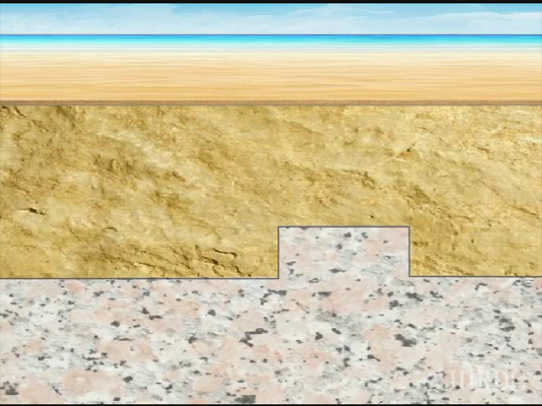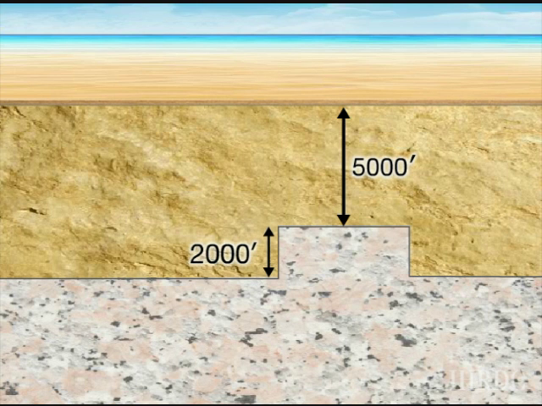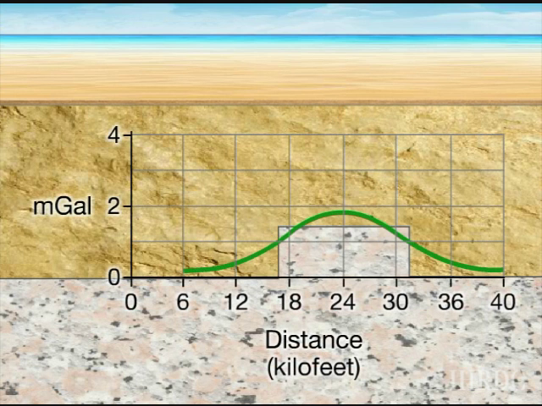For example, suppose we have a basement dome buried 5,000 feet below the surface. The dome has structural relief of 2,000 feet above the basement rock. We have a density contrast between the basement and sedimentary rocks of 0.2 grams per cubic centimeter. For this geologic feature, with this density contrast, we calculate this gravity profile. More sophisticated methods involve 2D and 3D computer modeling of gravity data.